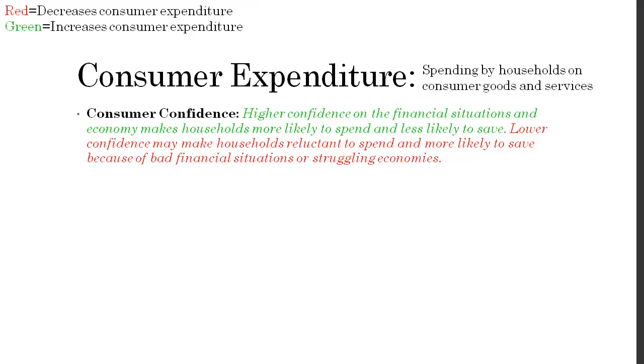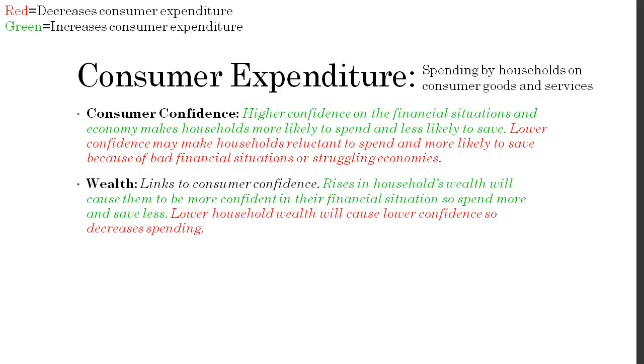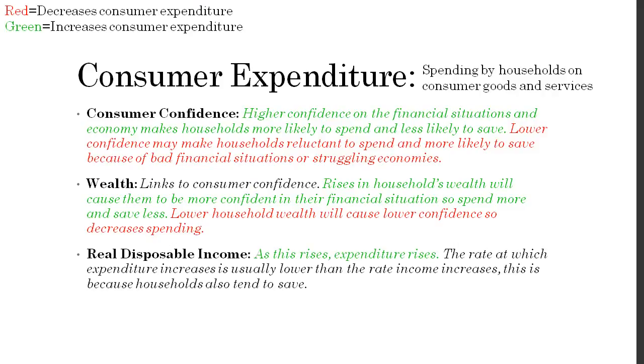The next factor affecting consumer expenditure is wealth. A rise in households' wealth may occur due to increasing share or house prices. This links to consumer confidence because a household's wealth will affect a household's financial situation. The next factor is real disposable income. This is the income of households when income tax is taken and benefits are added. When income of a household rises, this causes expenditure to increase. This is because they can afford more consumer goods and services. However, the more that income rises, the less expenditure rises. This is because households also typically save their money.